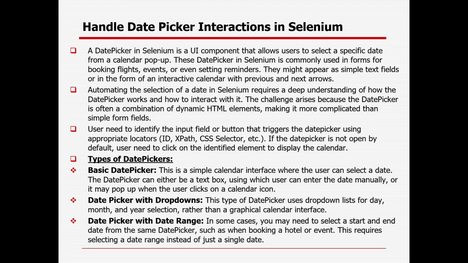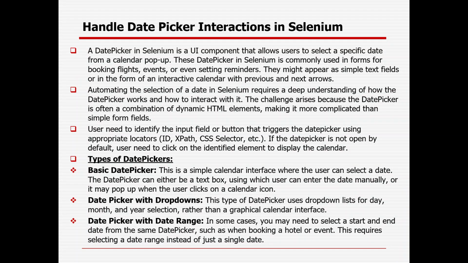So a date picker in Selenium is a UI component which allows the user to select a specific date from the calendar pop-up. This date picker is commonly used in forms for booking a flight, an event, or even setting a reminder. Also, sometimes when you want to create an account for the user, you need to give a date of birth, so you need to select something from the date picker, the year, month, and particular date. And sometimes you need to give some hour, minute, second along with the AM or PM format as well.